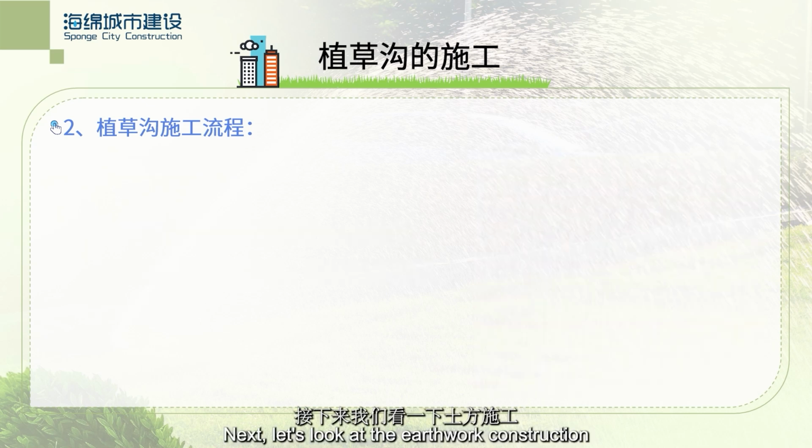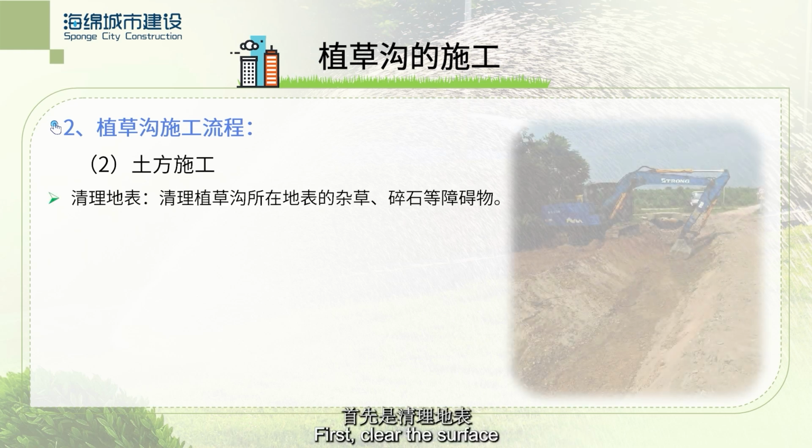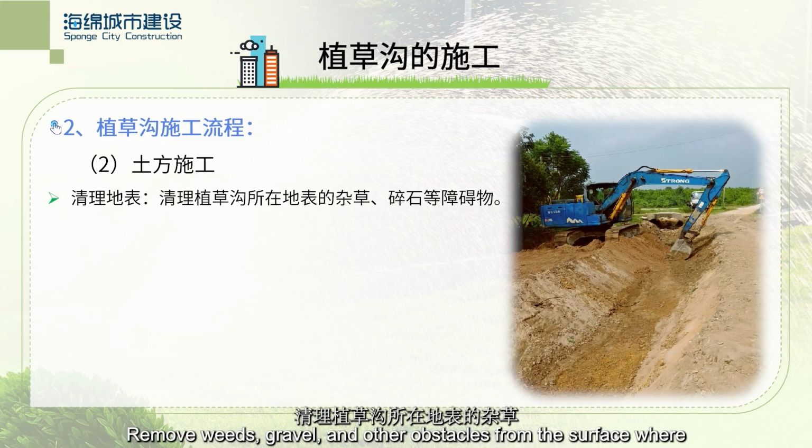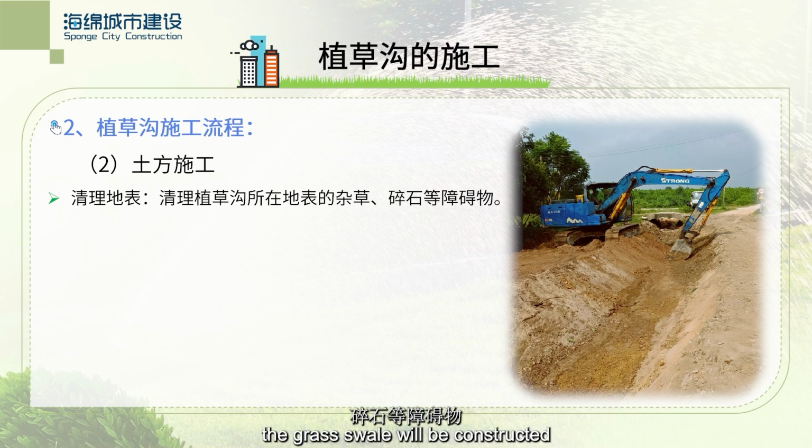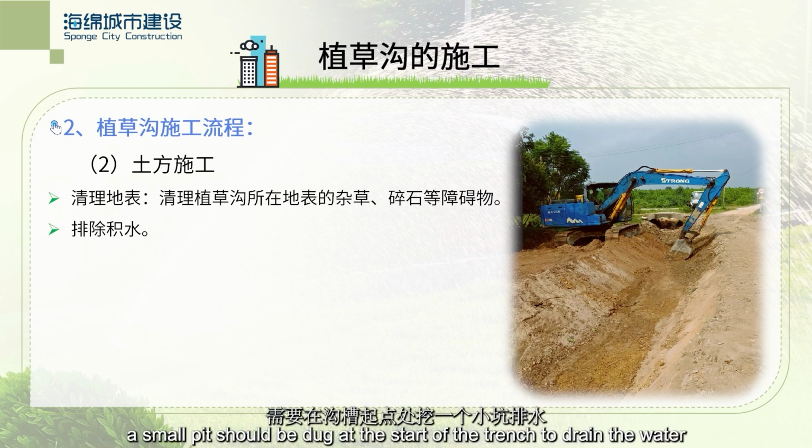Next, let's look at the earthwork construction. First, clear the surface. Remove weeds, gravel, and other obstacles from the surface where the grass swale will be constructed, to keep the surface level. Then, remove any standing water. If there is standing water, a small pit should be dug at the start of the trench to drain the water.